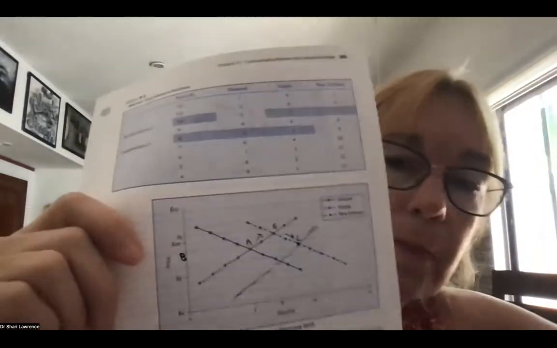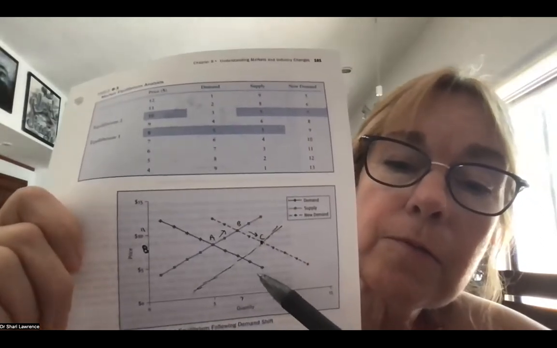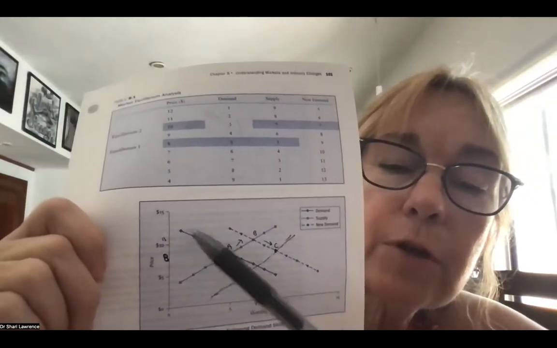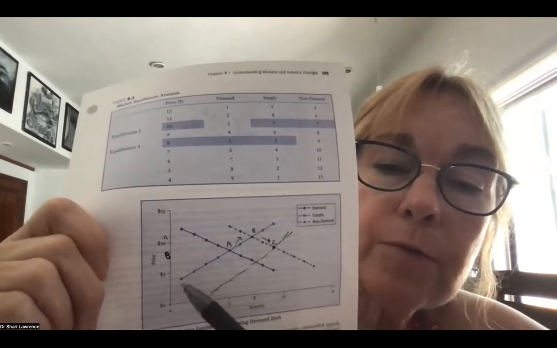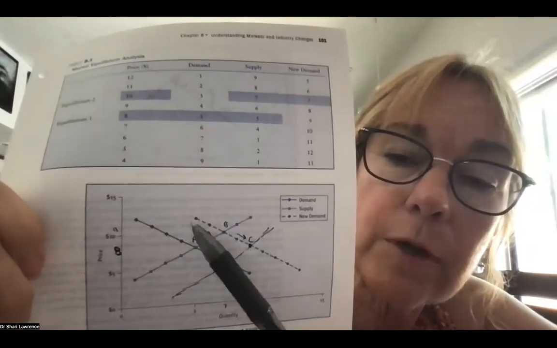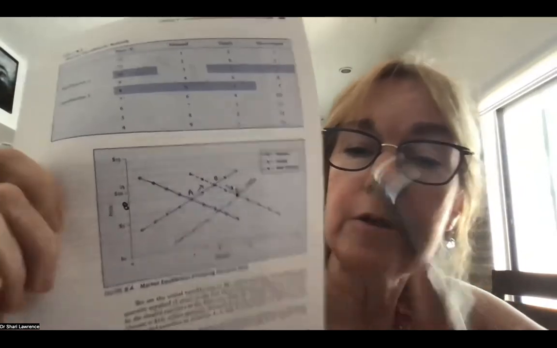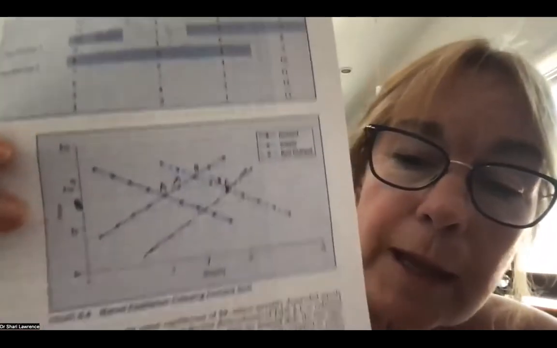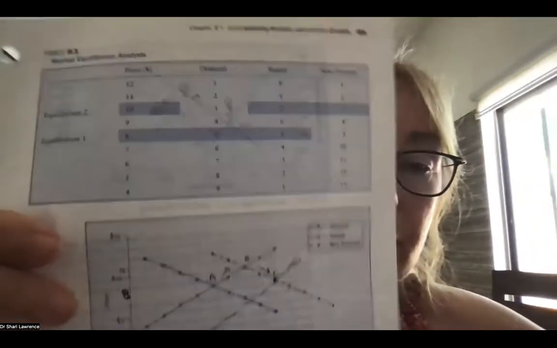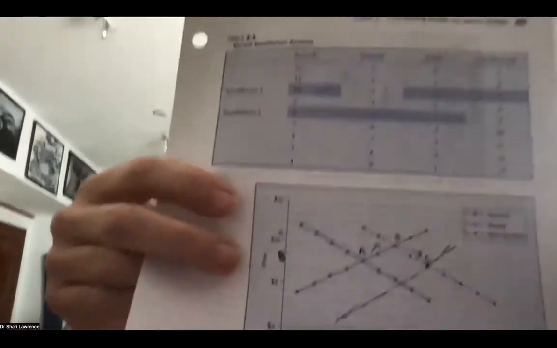All right, so here we have this demand curve, the original demand curve, and we have the original supply curve. And we're at an equilibrium point right here. So the price is $8 and the quantity is about $5. Okay, so we're at point A right here.